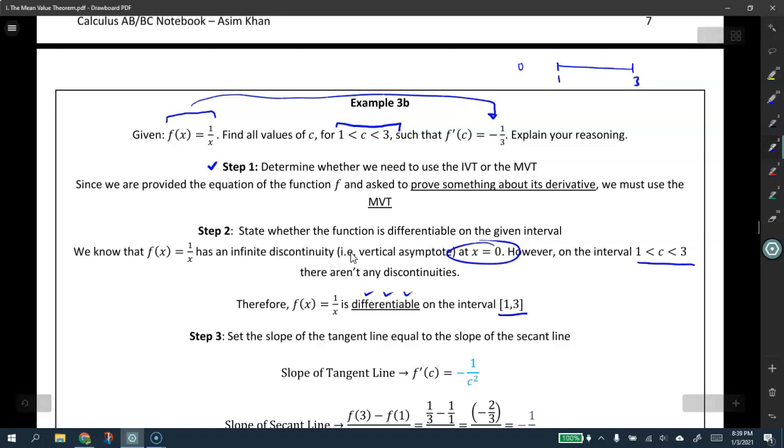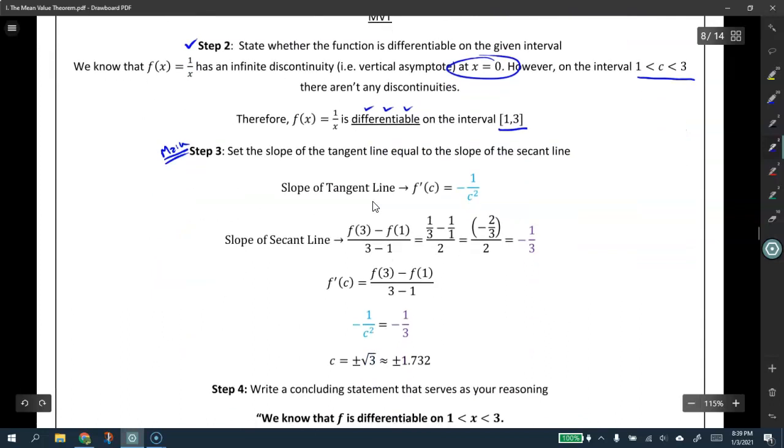So step number 2 also checks out. All right, now step number 3 is the main step. This is the one that you never forget, and this is the one where you actually do something, where you begin by taking a derivative of 1 over x and setting it equal to the slope of the secant line.